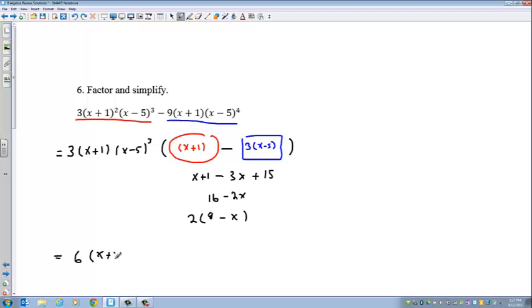I have an x plus 1, an x minus 5, quantity cubed. Let's make that 3 better. And then I also have this 8 minus x left over on the end. All right, so this times this times this times this will give us this above.